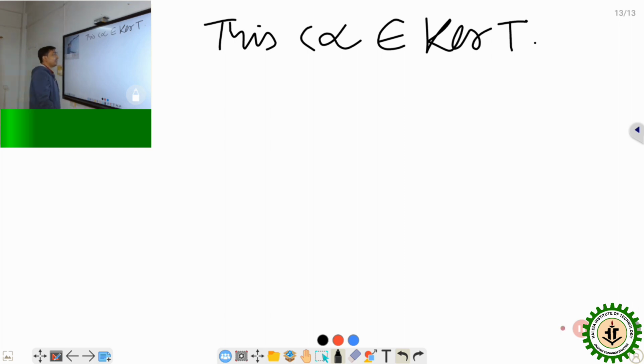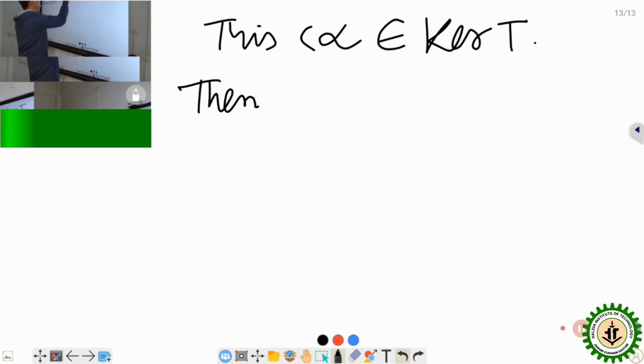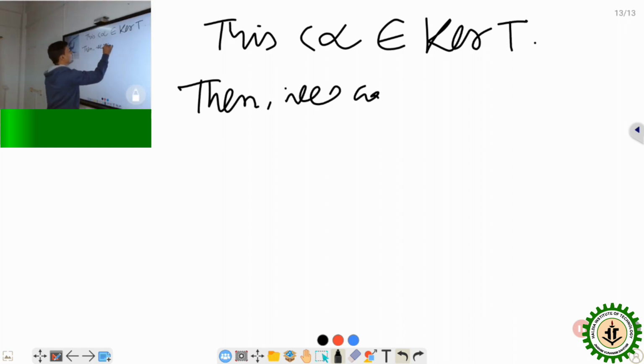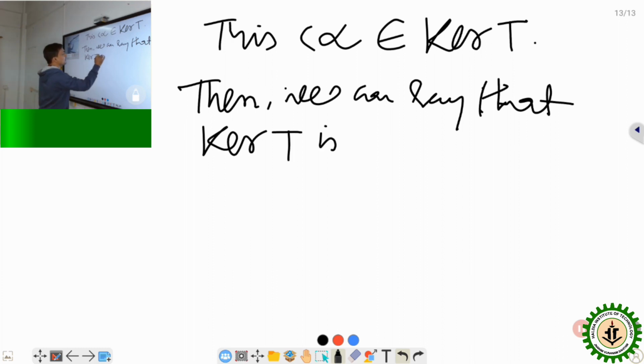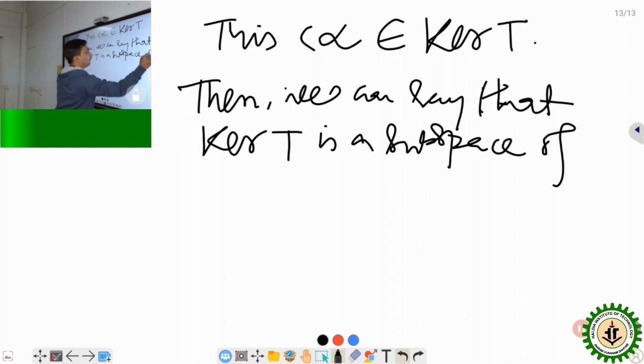So both the properties for a subspace hold, then we can say that kernel T is a subspace of V. Okay, so in this way we can establish many important results, and some other results will be discussed in the next class.